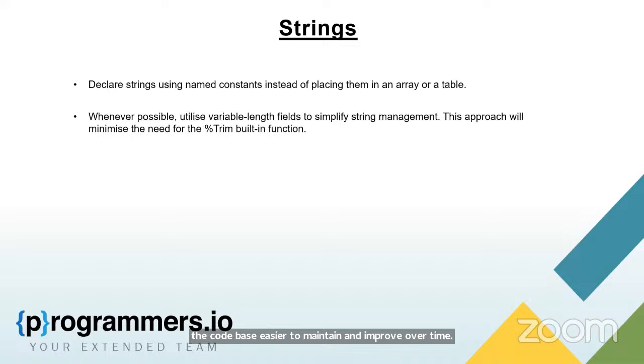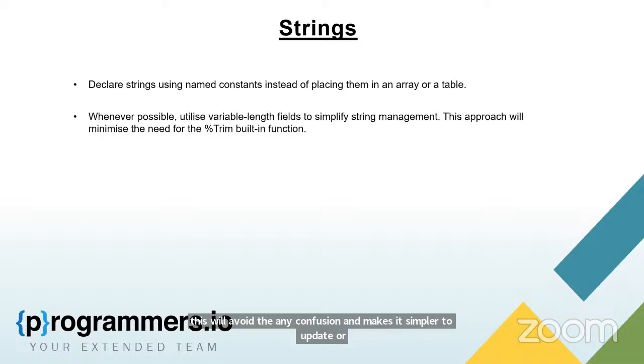Next is strings. When declaring constants for strings in RPG, it's important to declare strings as constants rather than storing them in arrays or tables, because using constants allows us to assign meaningful names to our strings, which makes the code easier to read and understand. For example, if we are displaying an error message, give it a name like error file not found, instead of putting the literal at the bottom of your code. This way anyone reading your code can quickly see the purpose of the string used in the program. Declaring the constants at the beginning of your program also improves organization and maintainability, as all important values are located in one place. This avoids confusion and makes it simpler to update or change any message in the future.